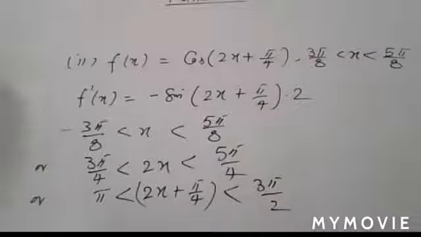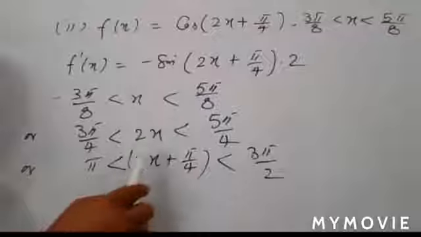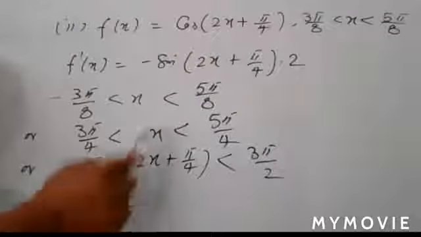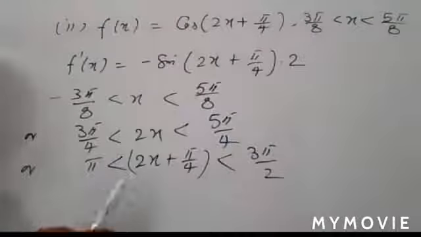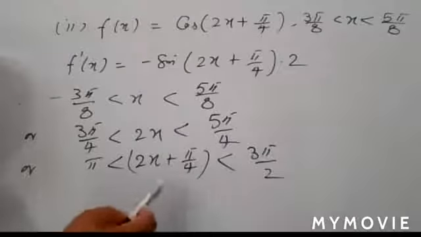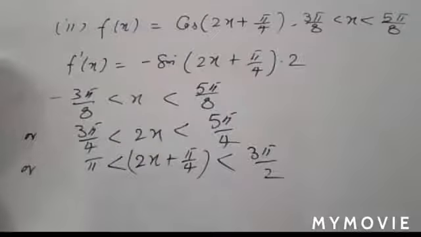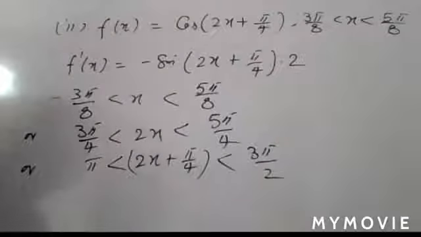Understand? Just see, here you have your result. In which quadrant is it lying? So 2x plus pi by 4 means this angle is greater than pi and less than 3 pi by 2. So this is your third quadrant, and in the third quadrant the value of sine is negative. You well know about it. This is your third quadrant.